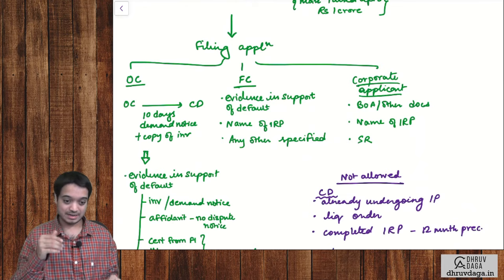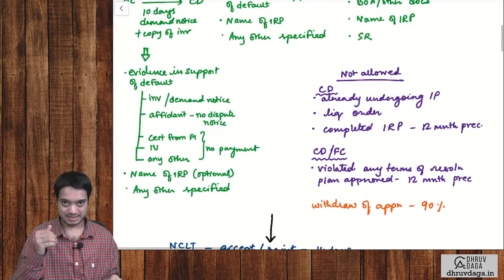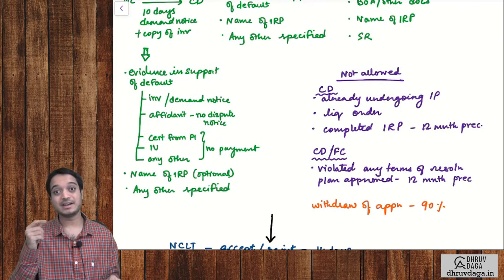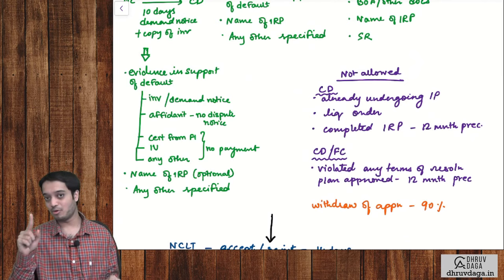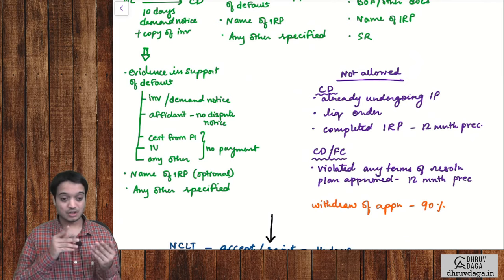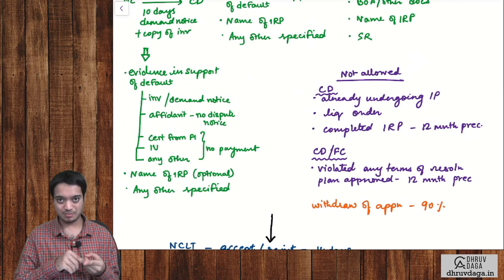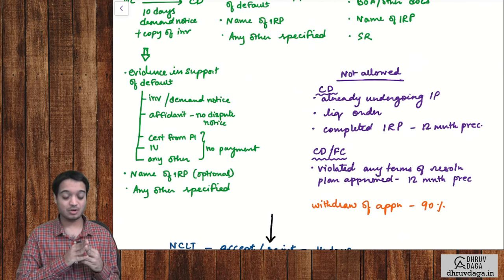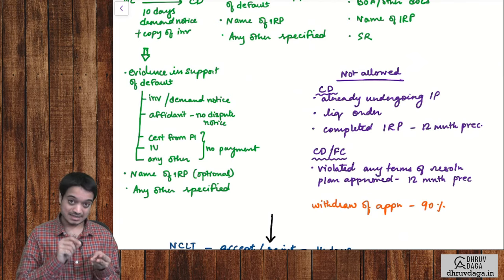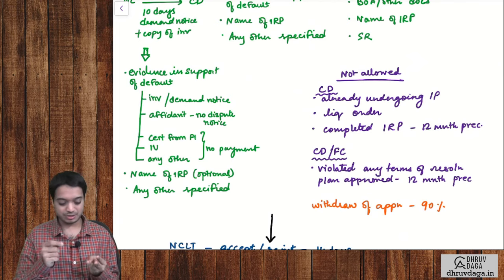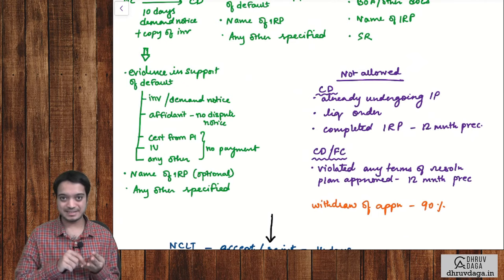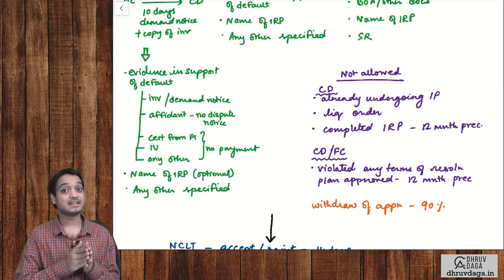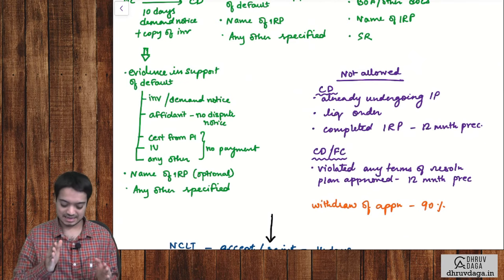The operational creditor needs to file the following supporting documents which are required. Number one, evidence supporting that default has occurred. So in this you will give the demand notice, copy of invoice, and an affidavit that no disputes are pending with them before the date of the demand notice. Then you bring a certificate from a financial institution, or get information from an information utility, or in any other way you prove that they have not made the payment to you.